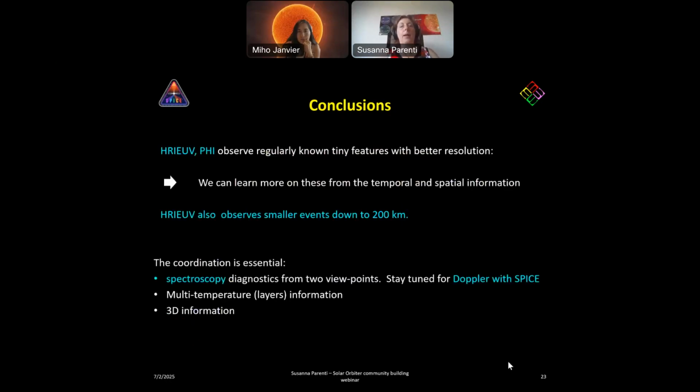So my conclusion. HRI-UV now regularly observes features that were already known, but with the advantage that the temporal and spatial resolution are higher, so we can learn more about them. It is also clear that HRI-UV observes smaller features that were not observed before. I think coordination is really important when you are interested in analyzing dynamics at small scale.